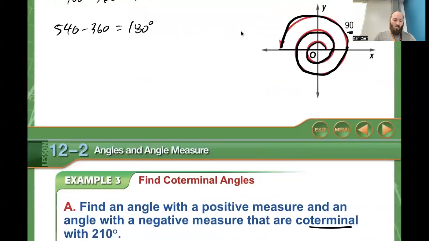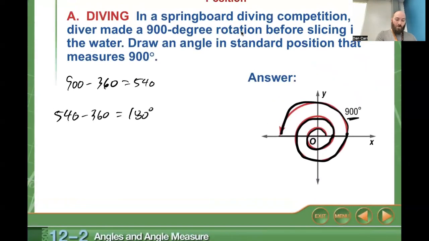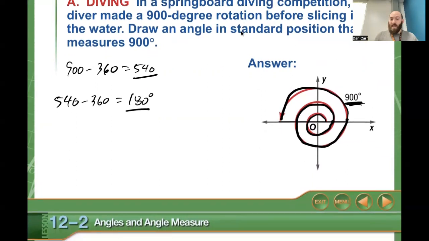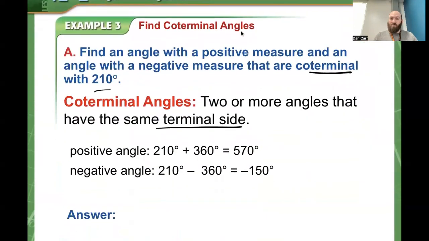So again, you notice how right here, for a quick example, 900 degrees is in this position in the end. But that's the same position if I just did 180. Okay, it's also the same thing if I did 540, if I did one complete rotation right there. So technically speaking, 180, 540, and 900 are all coterminal with each other. They all end up in the same spot on that coordinate grid. So that's what we're looking for here.